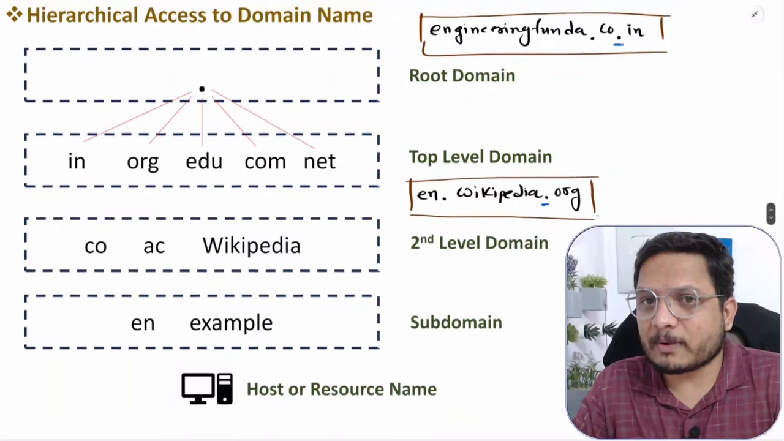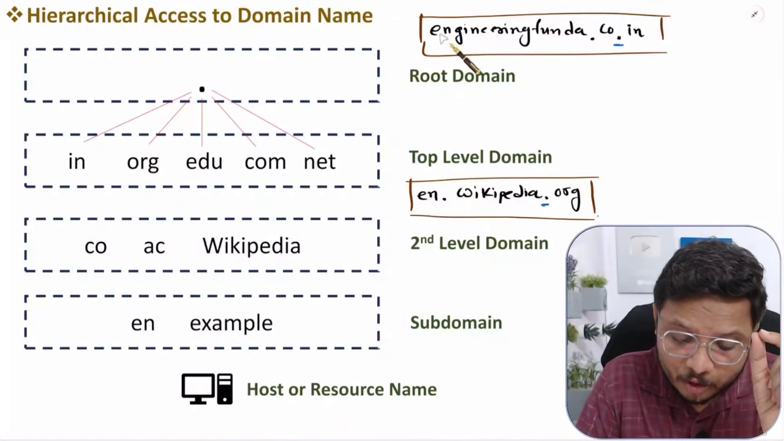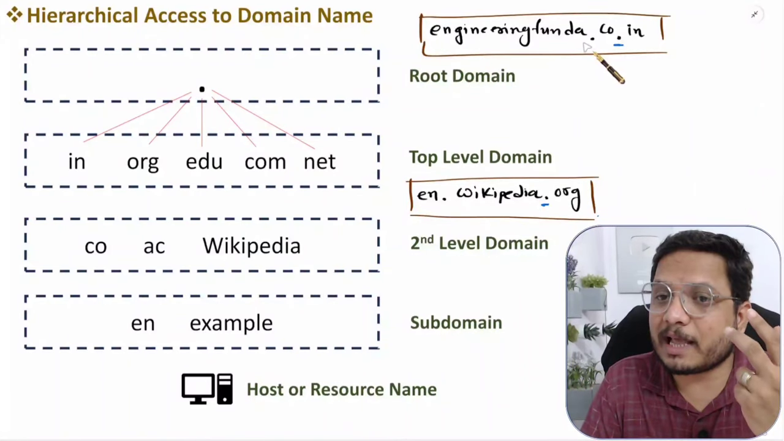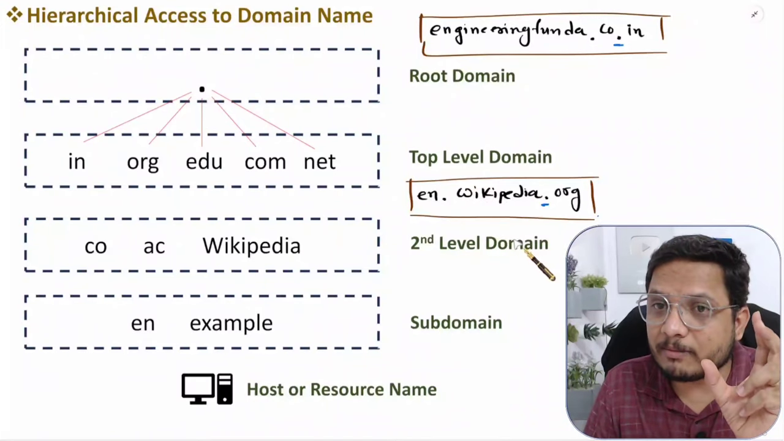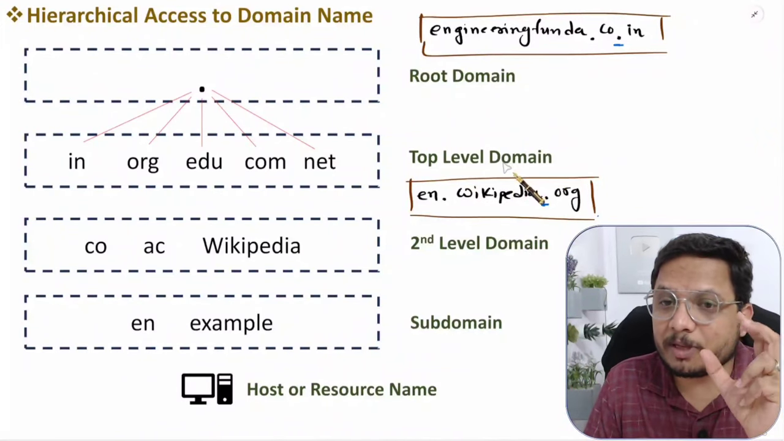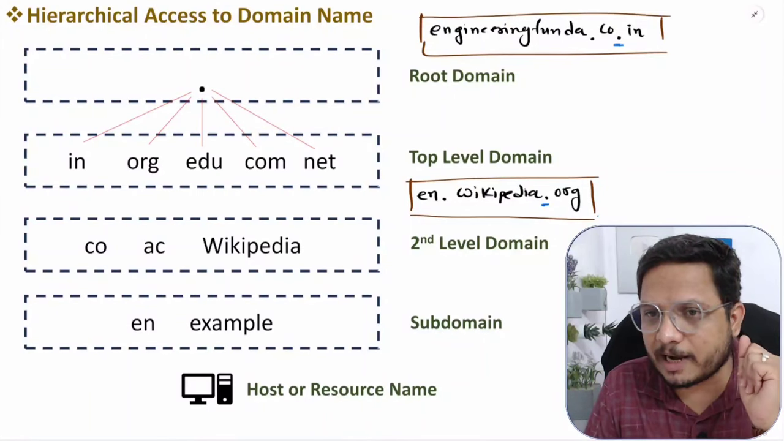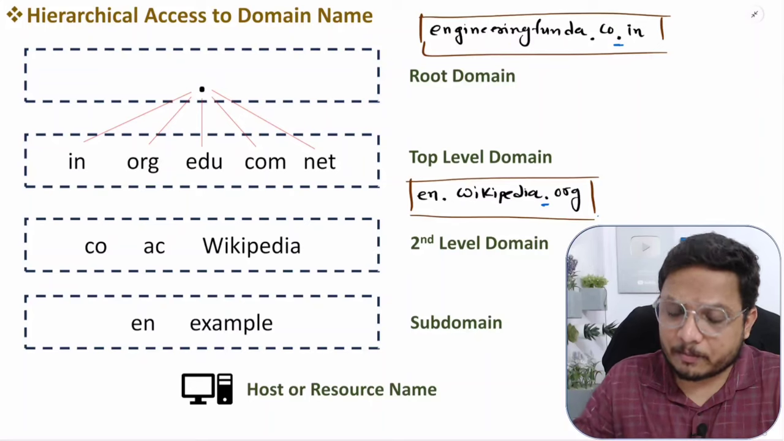Sometimes what happens, in a competitive examination, they may give you a domain name, and there can be questions like what is the subdomain with that domain name? What is the second level domain with that domain name? What is the top level domain with that domain name? That kind of questions may come in competitive examinations. So for that, you should be ready, right? I think now these two examples are sufficient to understand that.